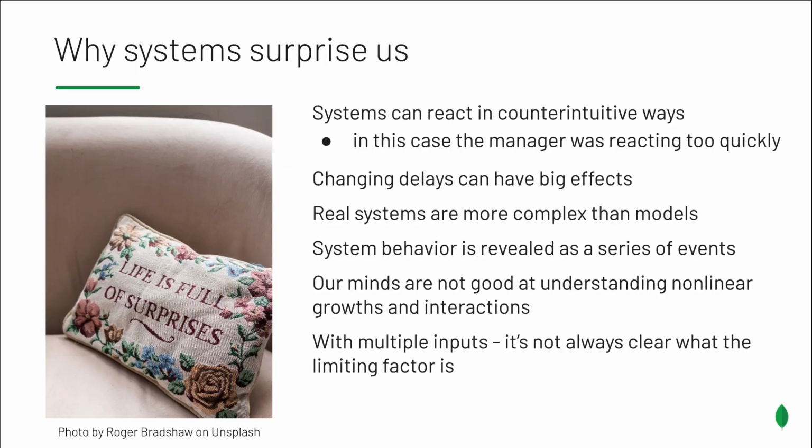desired inventory. As we saw in this example, systems can react in counterintuitive ways. In this case, the store manager was reacting too quickly, not too slowly. We saw that some delays can have big effects, but changing some of the delays can have surprisingly small effects. Ultimately, real systems are more complex. They have multiple stocks and feedback loops and are inherently oscillatory, as we saw in this case. And human beings are not good at understanding nonlinear growths and interactions. As we'll see later, it's not always clear what the limiting factor of a system is.